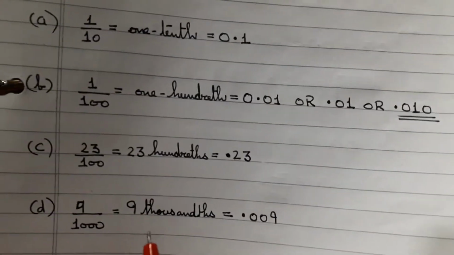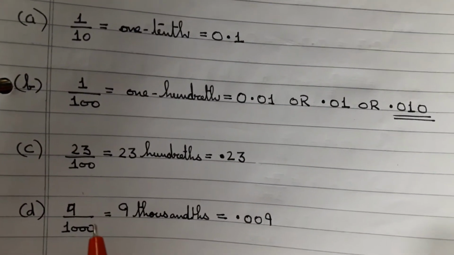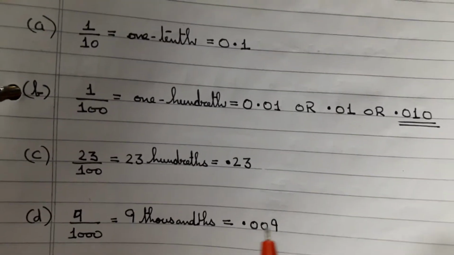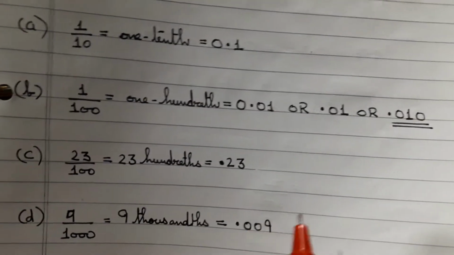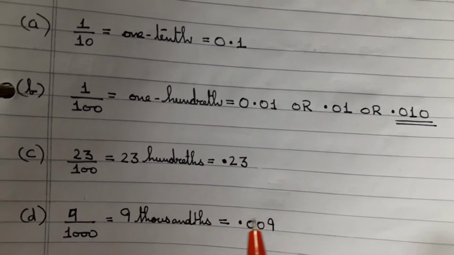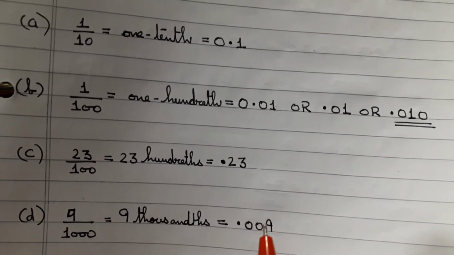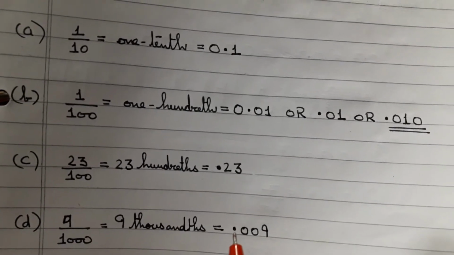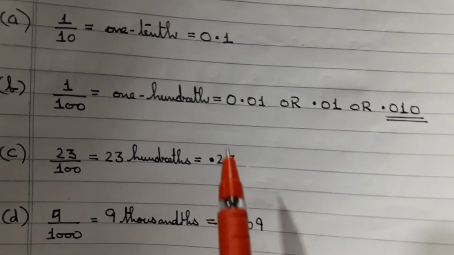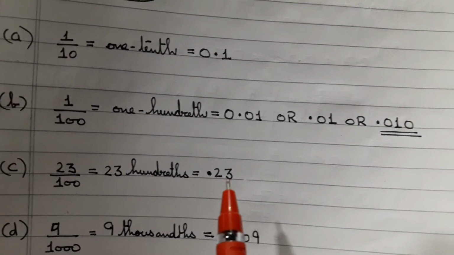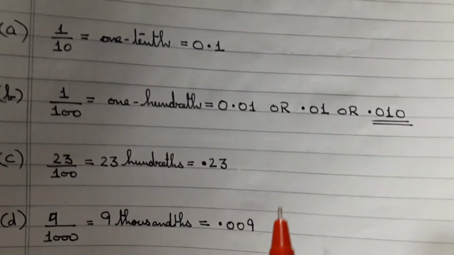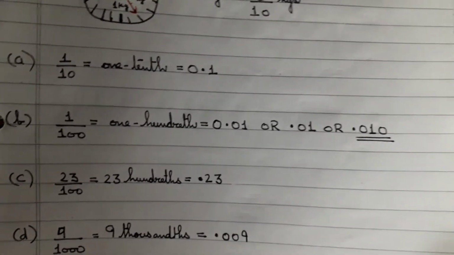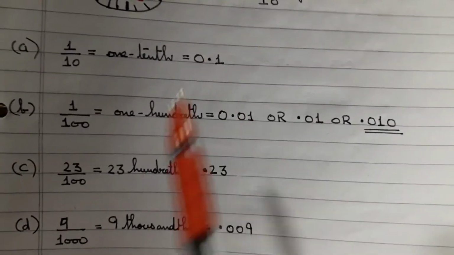9 over 1000 is 9 thousandths, right? So what happens? 3 zeros are there. So 1, 2, 3, 2 zeros and 9. There are 3 places and the decimal will come before the 3 places, right? So here the decimal is coming before the 2 places, right? Here the decimal is coming before the 2 places over 100. So I hope you have understood this. If there is a confusion, I will repeat it for you.